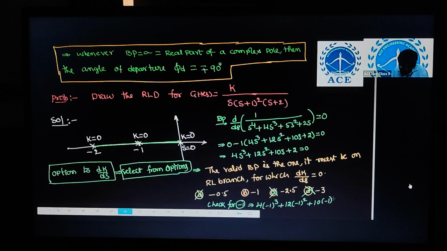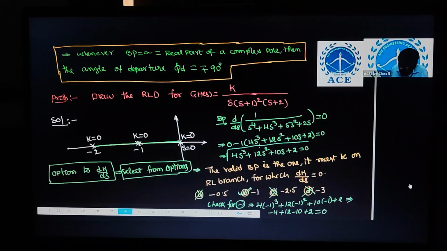This is minus 4, this is plus 12, this is minus 10 plus 2. What is the answer? It should be 0. If it is 0, then it is valid. Is it 0 or not? It is 0. That means minus 1 is the correct answer. So like this: the valid breakpoint should be on the root locus branch and dK/ds should be 0.